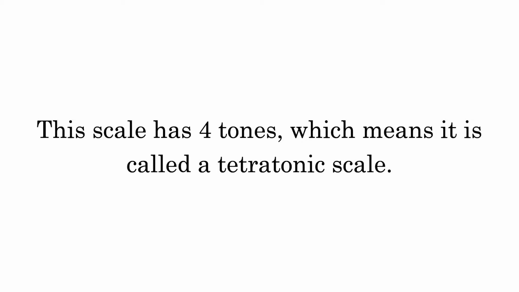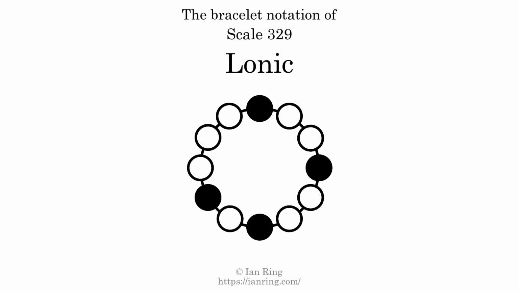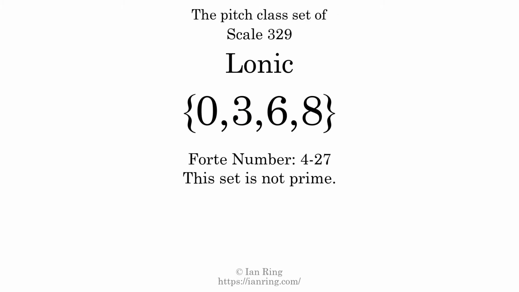This scale has 4 tones, which means it is called a tetratonic scale. This is a bracelet notation diagram of scale 329. The shaded circles represent tones that appear in the scale, and they are read clockwise, starting at the top. The pitch class set for this scale is 0, 3, 6, 8. The fault class is 427. This set is not prime.